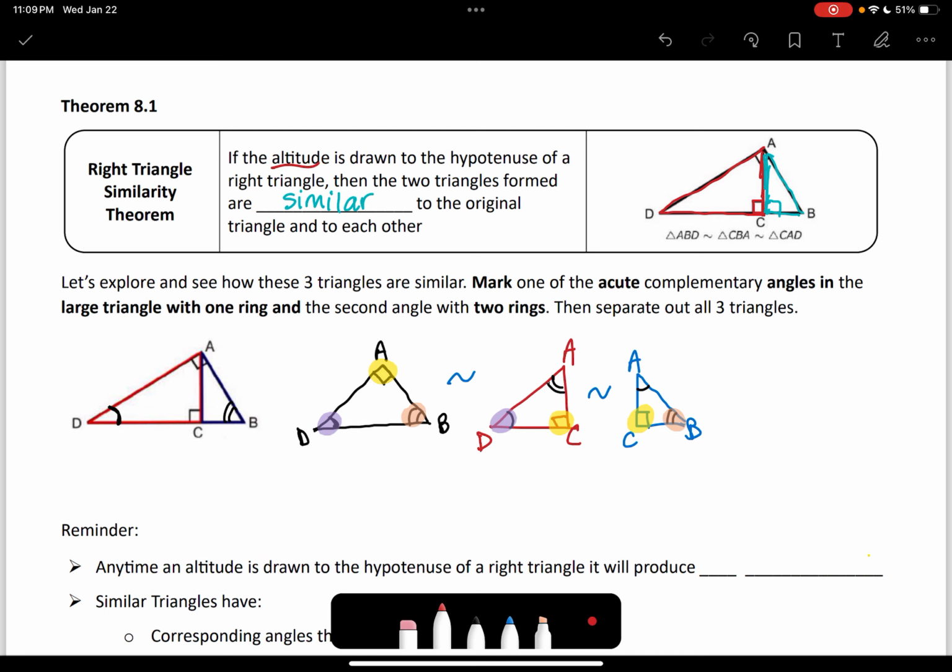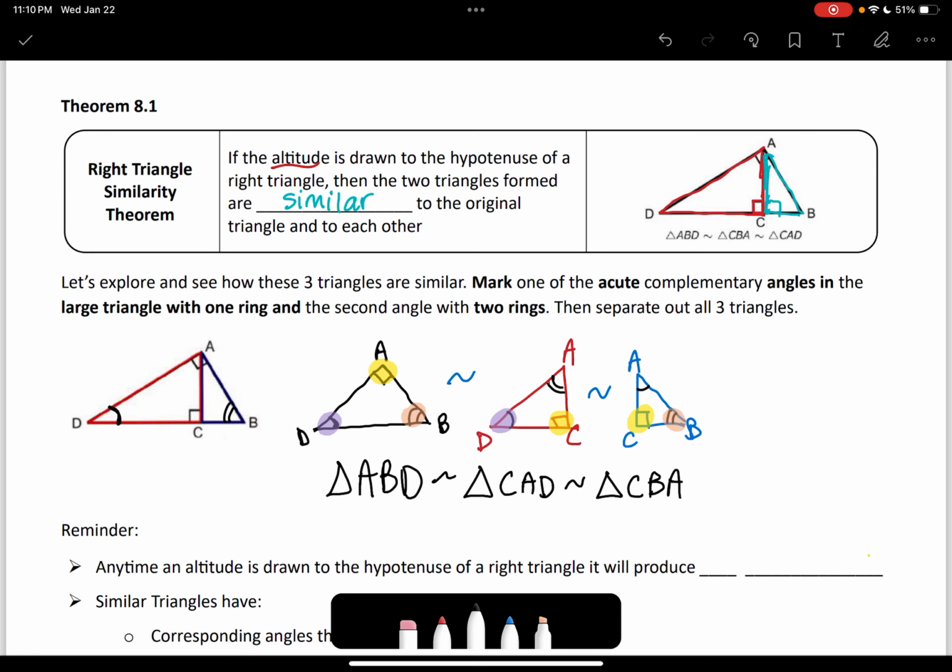So if I want to write a similarity statement here, this is where it's coming from, right? We start off with triangle ABD. Starting with the right angle, sorry, they are all right triangles, but starting with the right angle, that's A. Next we have the angle B, which is two rings. So that would be similar, starting off with the same right angle and then two rings, so CAD for the second triangle. And for the third triangle, we start the same way, with the right angle and then the two rings. So this would be CBA. That is how we write the similarity statement.